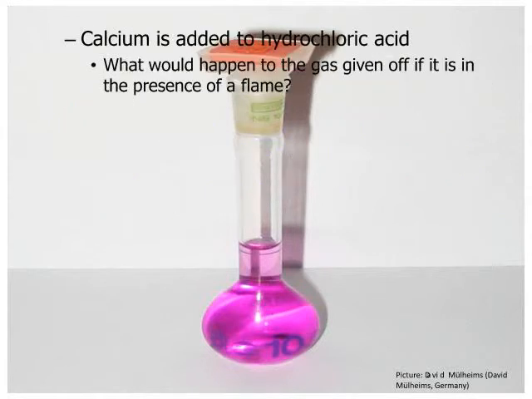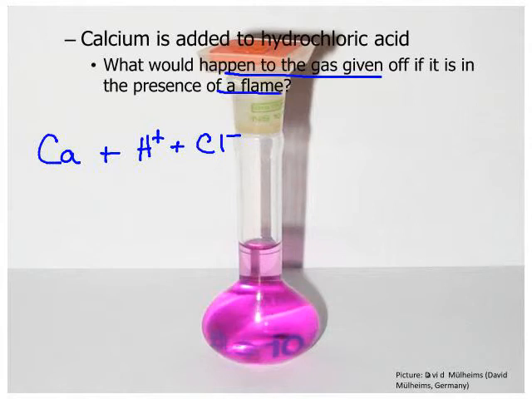All right, now what we do next, calcium is added to hydrochloric acid. So calcium is Ca. It's just calcium, no charge on this because it is just elemental calcium, and it reacts with hydrochloric acid. Okay, so I'm going to split this apart. Now let me give you a little hint here on this particular question. When they ask you the secondary question, what would happen when a gas is given off in the presence of a flame? That's telling you a gas is given off. Now, what gas is given off? Now, this is actually a redox reaction. This is not an acid-base reaction.